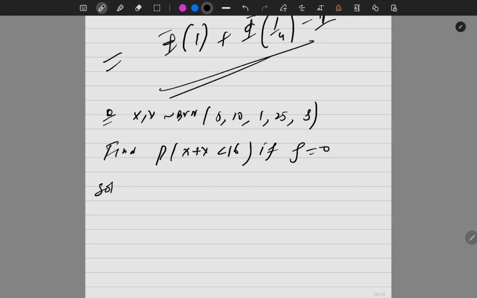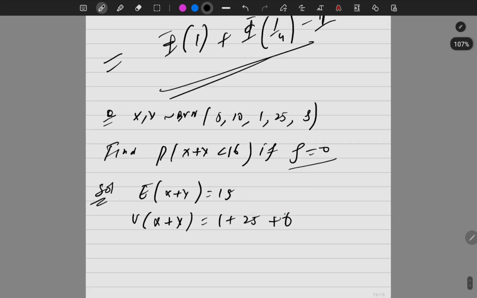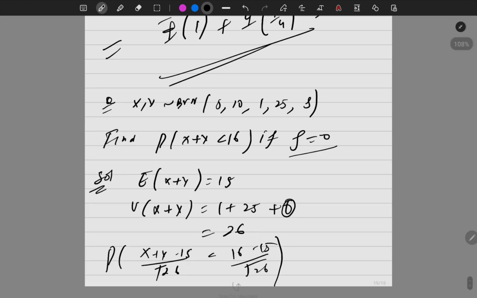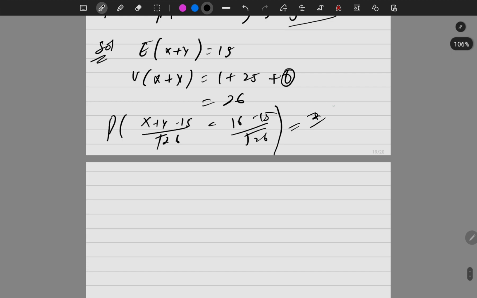Now solution: what's the expectation of x plus y? That is 15. What's the variance of x plus y? That is 1 plus 25, and the covariance term will vanish because rho is equal to 0, so covariance is 0, right? So this is 26. Now probability of x plus y minus 15 divided by under root 26, less than 16 minus 15 upon under root 26. So this will be phi of 1 upon under root 26.